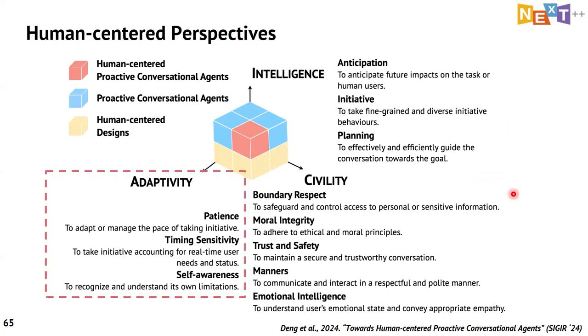One is the adaptivity, which includes three representative capabilities. The first one is patience, which means that the agent is expected to adapt and manage the pace of taking initiative. As I mentioned in the previous work, we can see that the LLM actually is aggressive in taking topic shifting towards the target. So we hope that we can achieve the target without compromising the user's experience.